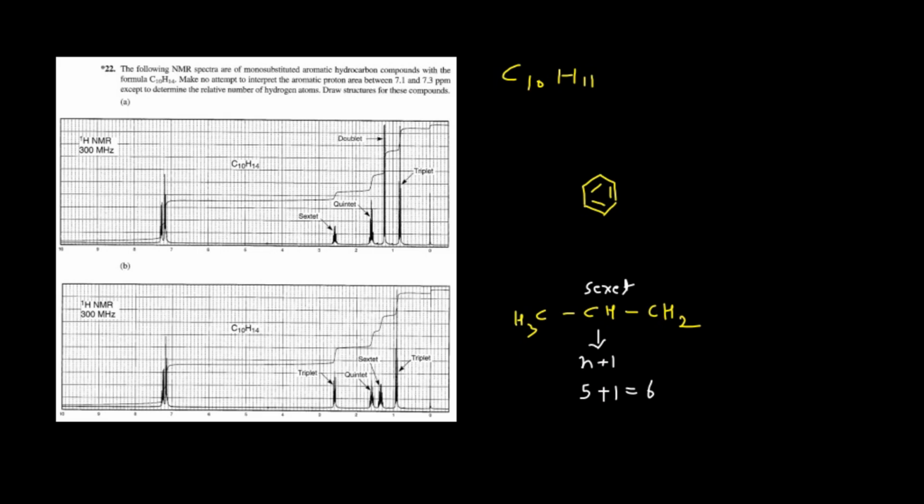So this will give you a sextet. Now you can decide the splitting pattern of this one as well as this one. For this one, definitely you will get a doublet, because in the neighbor you have only one proton. So you write n+1, it's simply 1 plus 1 equals 2. So it's a doublet.